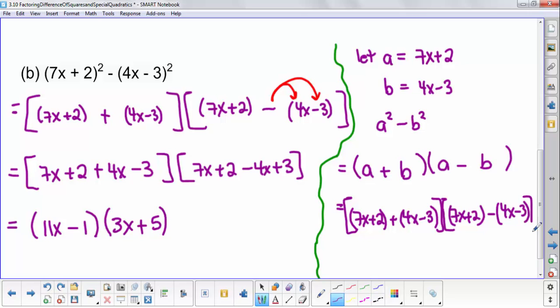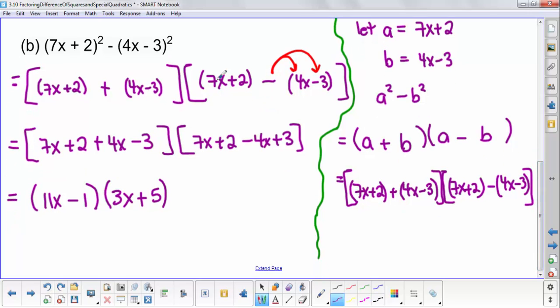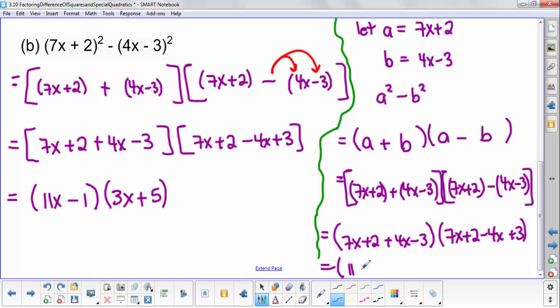Essentially we're at the same step as we were using the direct method, where you want to collect like terms, but first by getting rid of the inner brackets. So 7x plus 2 plus 4x minus 3, and then 7x plus 2 minus 4x, and then plus 3. Collect like terms, and you should end up with the exact same answer as before.